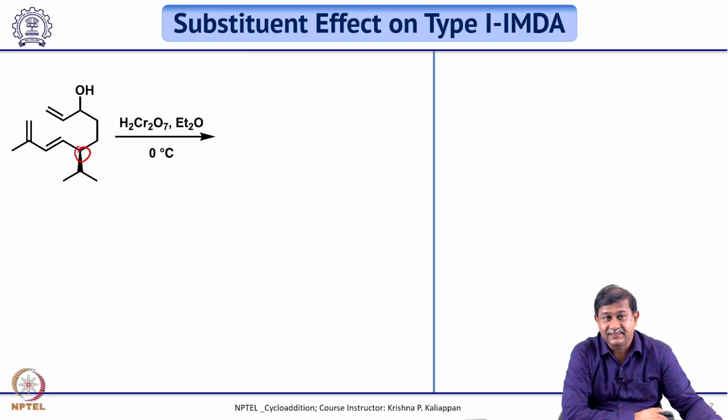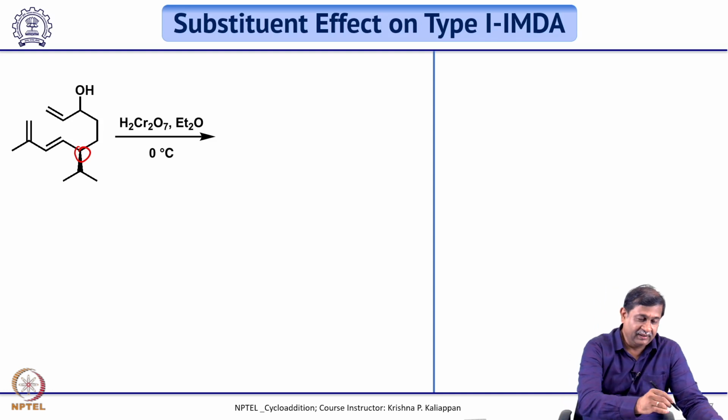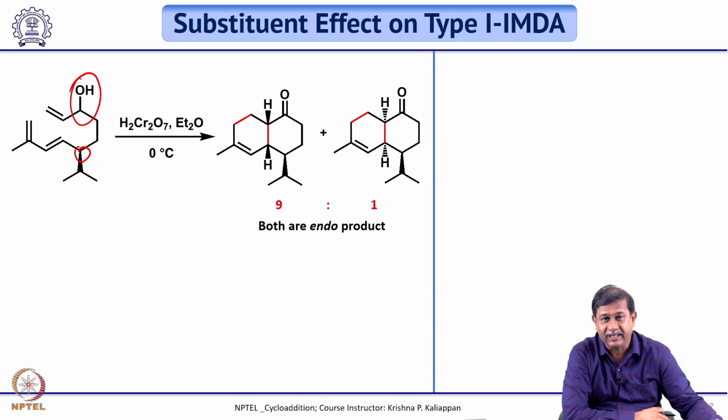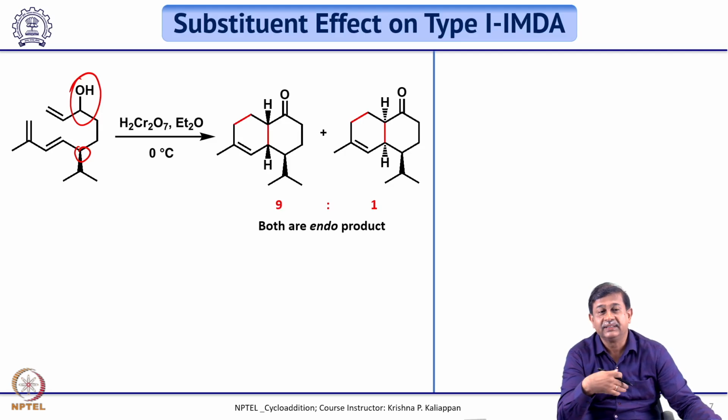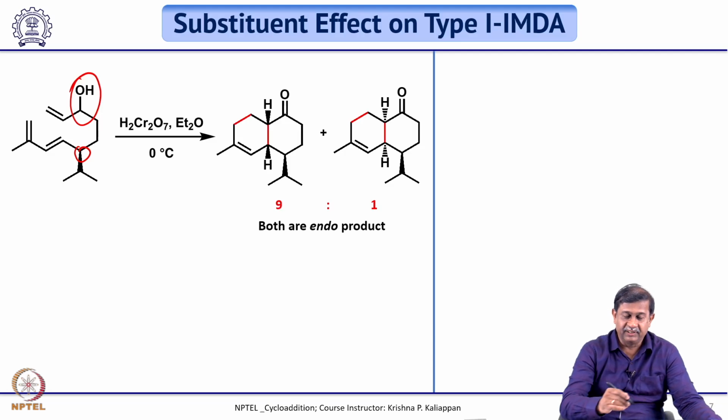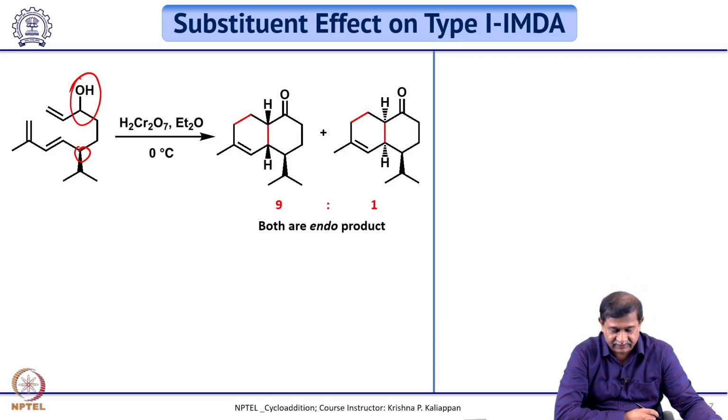So far, whatever we have discussed on type 1 IMDA, the starting material is achiral. Now you have a chiral center adjacent to the diene. Will this have any effect in the Diels-Alder reaction? In order to make this Diels-Alder reaction work, first you have to oxidize this allylic alcohol. That is done with chromic acid. When you do that, automatically this undergoes Diels-Alder reaction. It is type 1 IMDA to give a mixture of these two endo products.